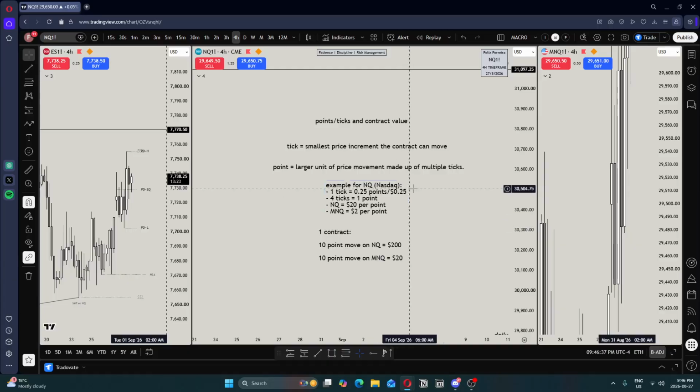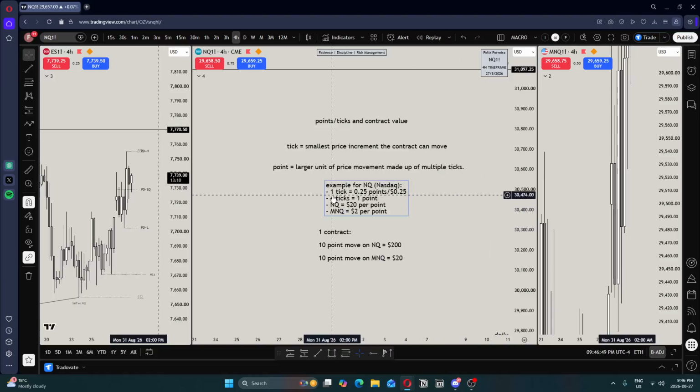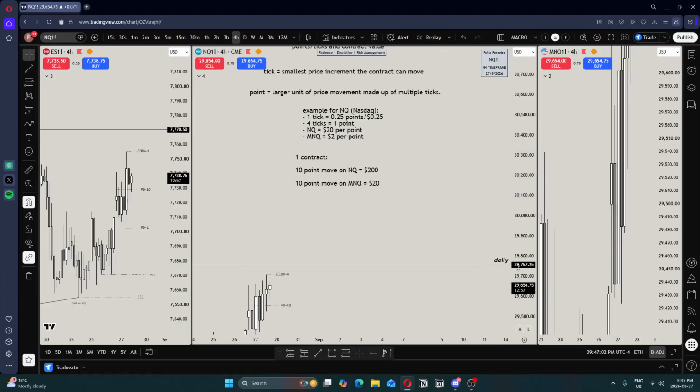So with NQ as an example here, now this is the regular NQ contract, the mini contract, not micro. For the mini NQ contract, the regular contract, this is the one that I'm on right now. One tick is 0.25 points or 25 cents. So you see this is the price of the contract right here. At the moment, NQ is at 29,650 whatever. A 25 cent move in this number right here is one tick.